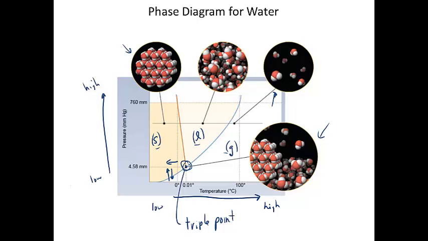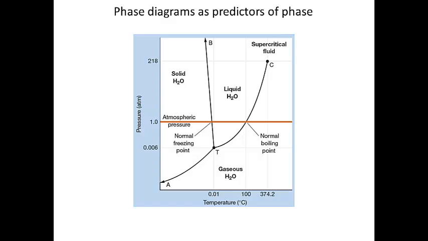Okay, so let's move on from this. You can look at phase diagrams as predictors of phase. The first thing you can notice is that if you look at 1 atmosphere, the temperature at which the 1 atmosphere crosses the boundary line between the solid and the liquid, that's the melting point. That's the normal melting point. Meaning normal, meaning the melting point measured under 1 atmosphere. And or freezing point. Same thing in either direction.